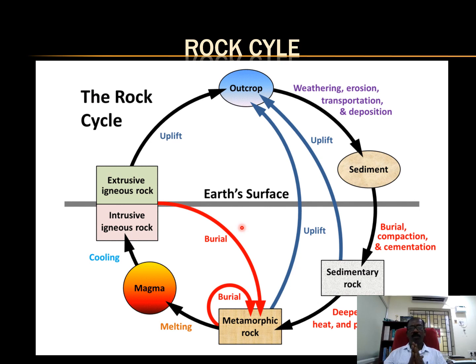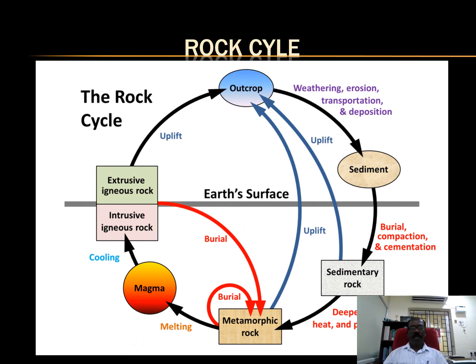Okay, so once again: igneous rocks, sedimentary rocks, and metamorphic rocks. These are the three major types of rocks, and how they are formed, what their properties are, and what the examples for those are. Then another major thing in this part is the rock cycle.